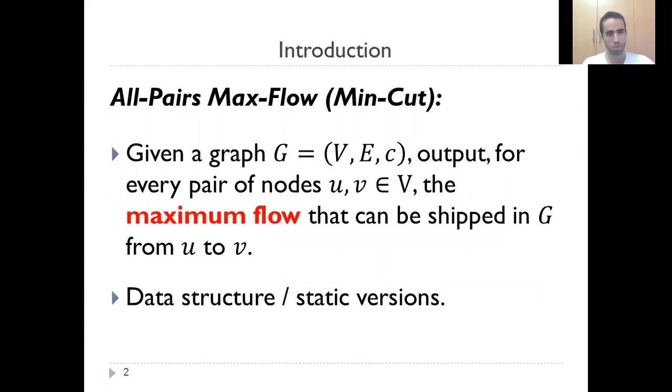So the topic of this lecture is the all pairs max flow problem, or the all pairs min cut problem. In this problem, we're given a graph, and we need to output for every pair of nodes the maximum flow that can be shipped between them. Now we are going to deal with the data structure and the static versions of this problem.